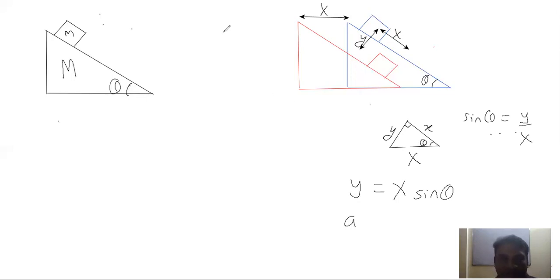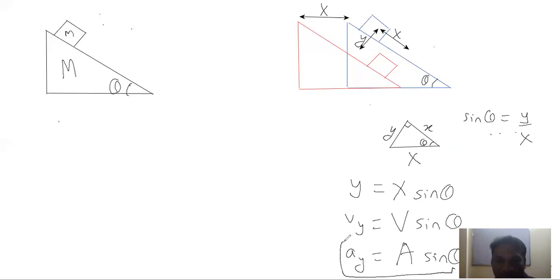So differentiating, we get velocity in y direction equals velocity in x direction into sine theta. Similarly, differentiating once more, acceleration in y direction is acceleration of the wedge, which is capital A, in horizontal direction into sine theta. So this is the equation for wedge constraint. So let me write the equation for wedge constraint. Ay equals capital A sine theta.